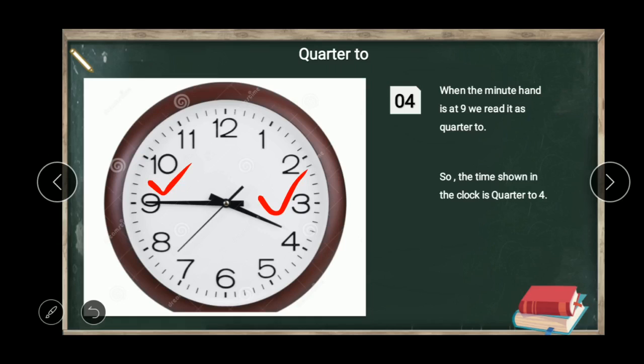Because meaning of quarter is 15 and to means still left. It means 15 minutes are still left to go to 4 hours. So quarter to 4. We will not write quarter to 3. It will be wrong. We will write quarter to 4. Means 15 minutes are still left.